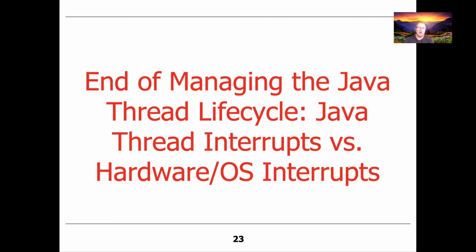So that's a quick overview of the differences between hardware and operating system interrupts and Java thread interrupts. As a general rule of thumb, Java thread interrupts are a lot more civilized, but they're also a little bit less responsive and less efficient as well.